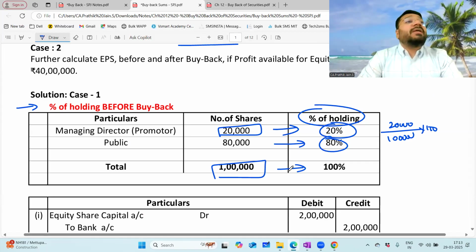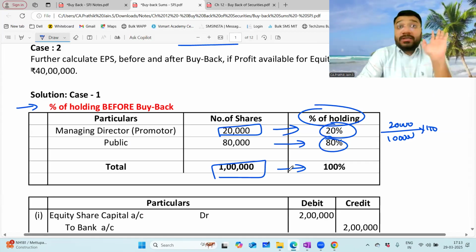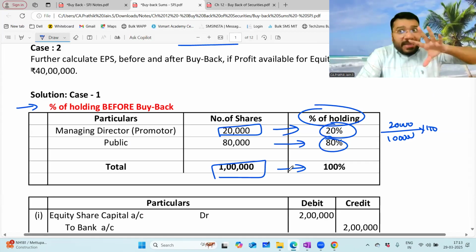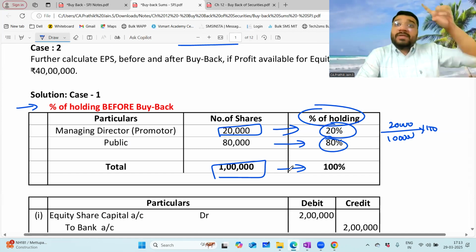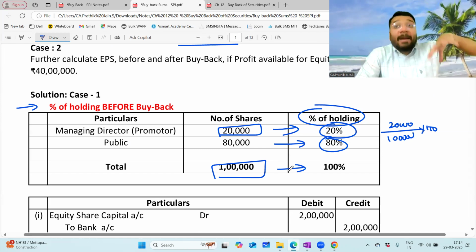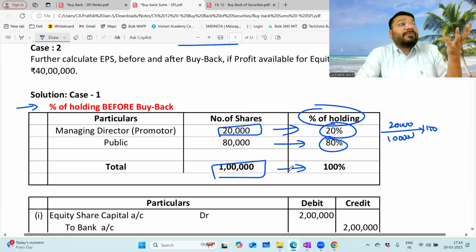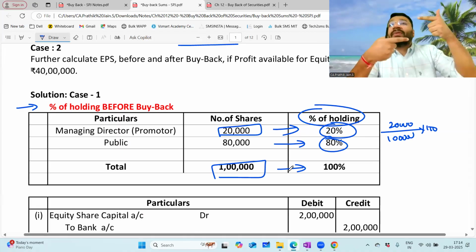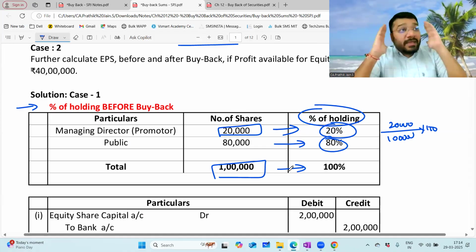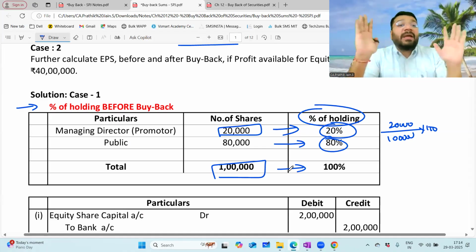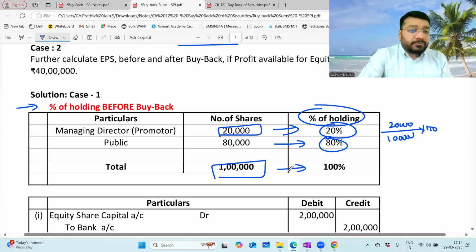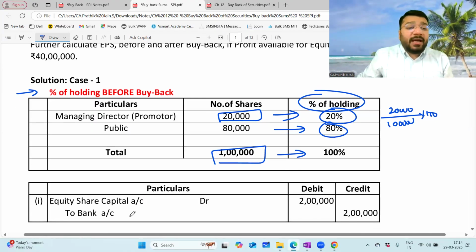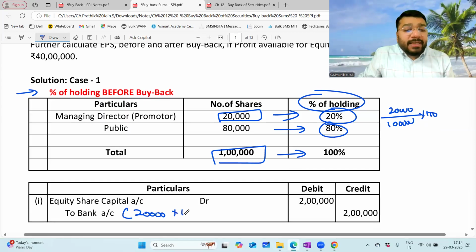Now please tell me, what is the journal entry? We have not studied the actual journal entry of this topic yet, so let me explain from a layman's perspective. When we studied in 11th, 12th and foundation, when capital is repaid, what was the entry? In partnership and sole proprietorship, when capital is withdrawn from the business, it is capital to bank. I'm not trying to teach you buyback yet. Now 20,000 shares are bought back at the rate of 10 each, so capital account debit to bank, 2 lakh and 2 lakh.